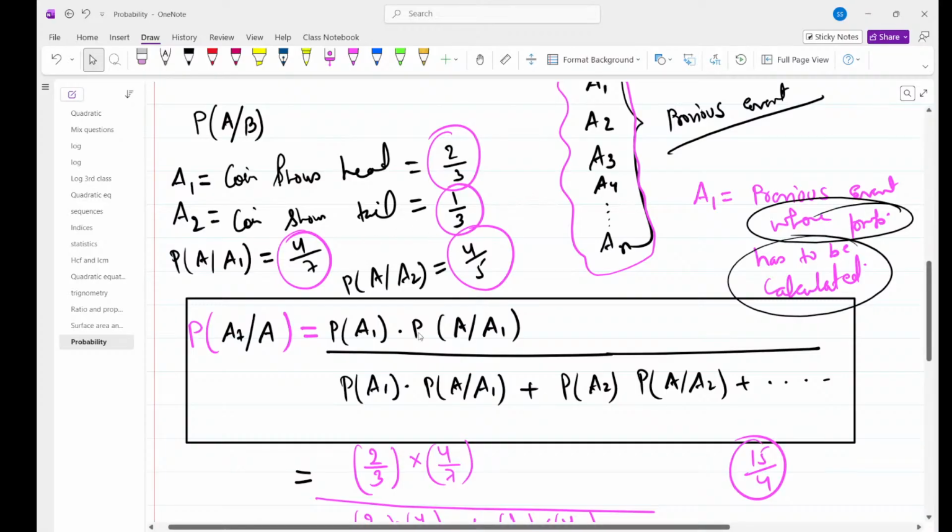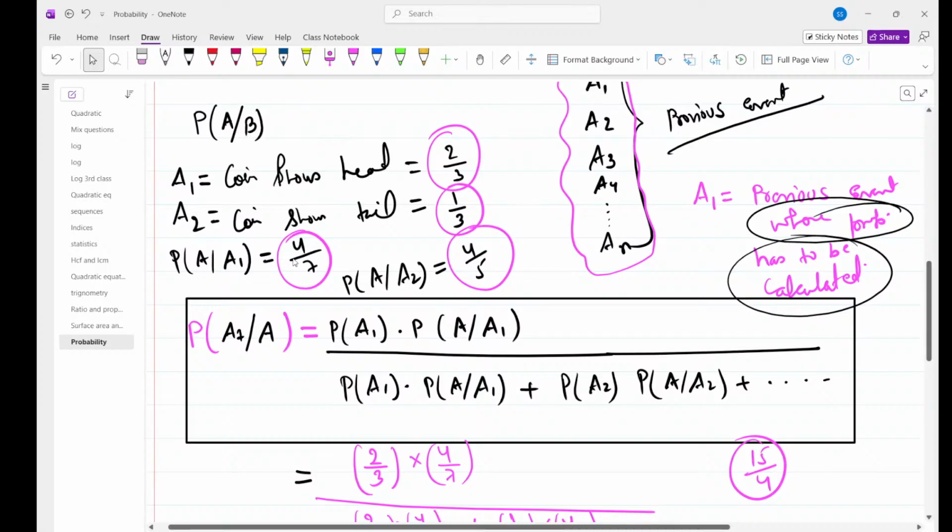Okay, wait. So the probability of A over A1 is the probability of A occurring when you already have A1. Yes. That's why I was saying that you should write all the terms, like what is A1, what is A2, what is your A. Make sure that you have written this before attempting to solve reverse conditional questions. Otherwise, you will get confused.